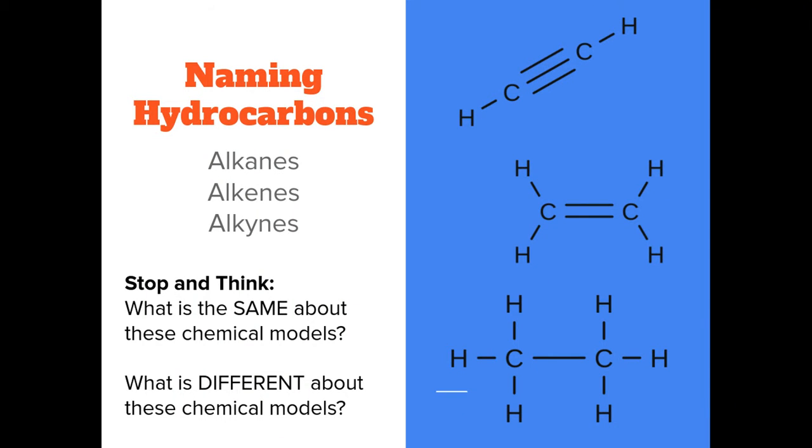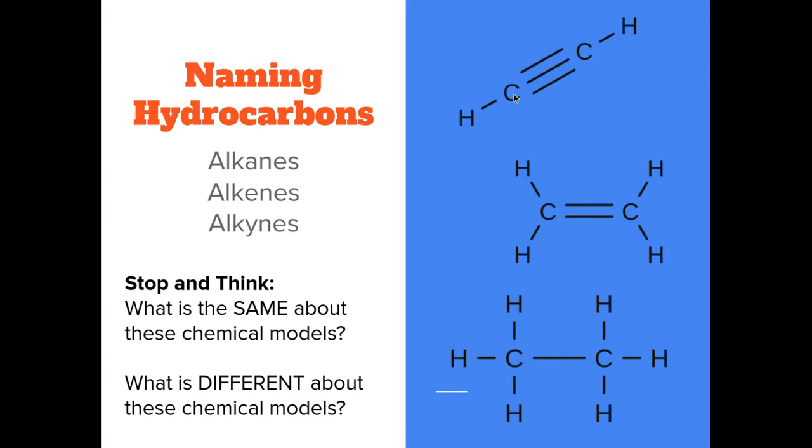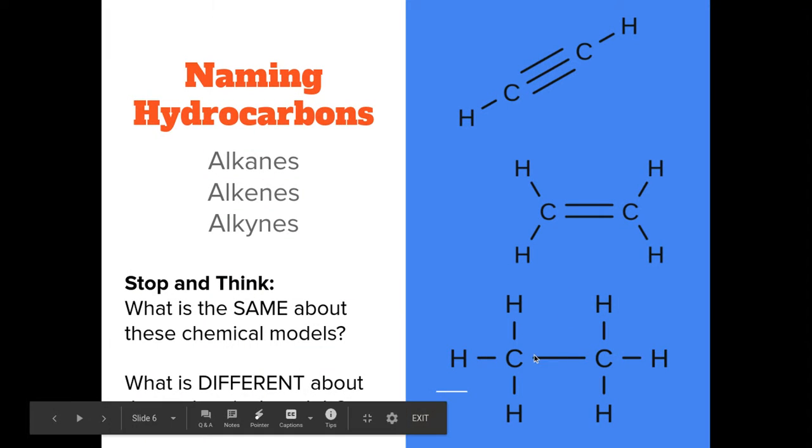Okay, so you've looked at these compounds. What is the same? Well, each one of them has 2 carbons in them. The difference is the type of bond between the carbons. This has a single bond, so this is an alkane. This has a double bond, so this is an alkene. And this has a triple bond, so this is an alkyne.